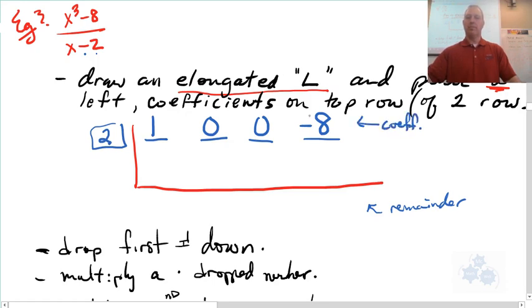Coefficients along the top. And this is the a value right here in your binomial divisor.